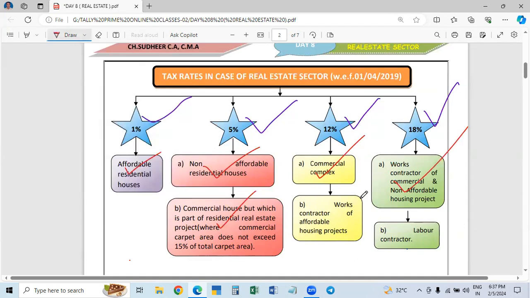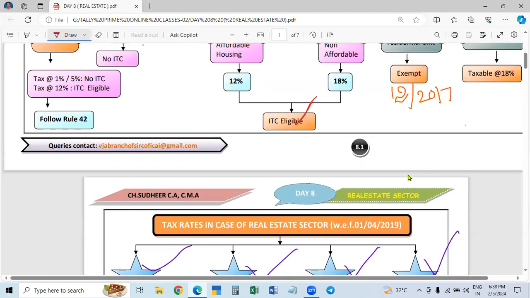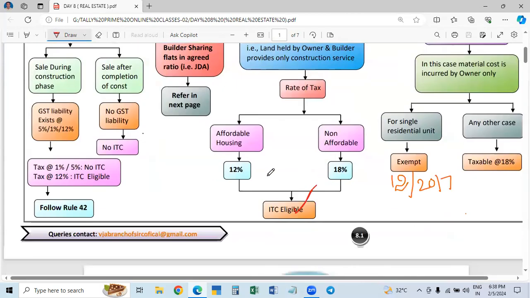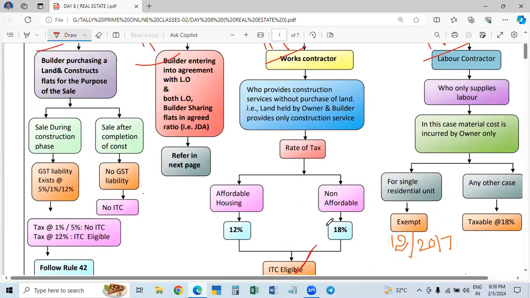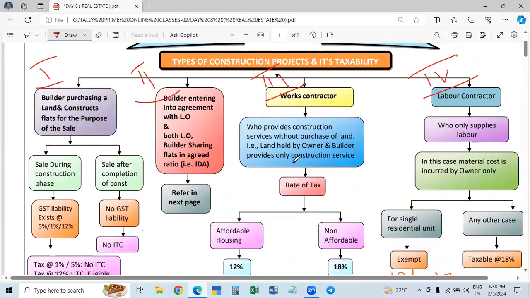If the work service is given for a particular affordable housing, the rate will be 12%. See here, 12% and 18%. This is the highest rate. That is why in these two cases, works contract for affordable housing, or works contract for non-affordable housing or commercial, the builder is eligible for ITC. This is about the works contractor.